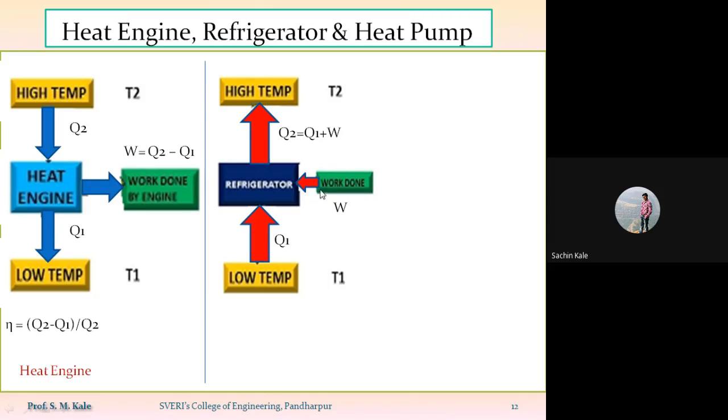Refrigerator is called the work consuming device. Why are we calling the refrigerator a work consuming device? Because we always require to supply work to that refrigerator. That's why we call a refrigerator a work consuming device. Now here, whatever Q2 amount of heat will be rejected to that higher temperature body, that means the atmosphere, that value of Q2 is nothing but Q1 plus W.